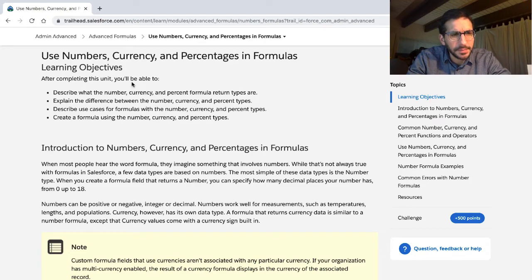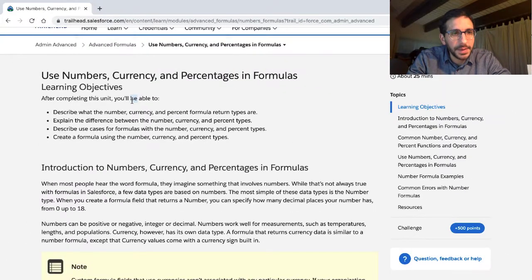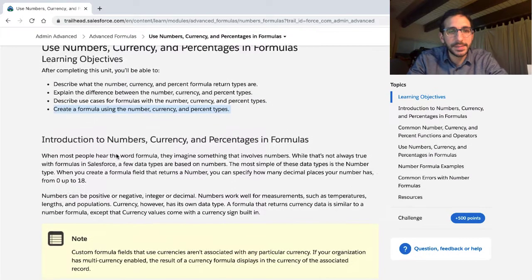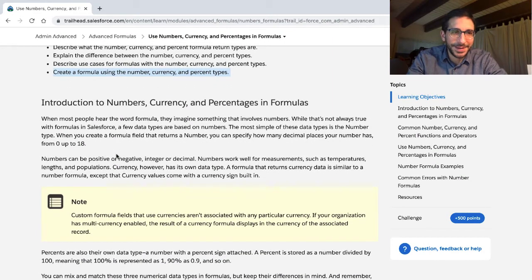Okay. After completing this unit, you'll be able to describe what the number, currency, and percent formula return types are. Explain the difference between the number, currency, and percent types. Describe use cases for formulas with number, currency, and percent types. I see a repeating theme here. Create a formula for using the number, currency, and percent types. Okay, this is going to have to do with an introduction to numbers, currency, and percentages in formulas.